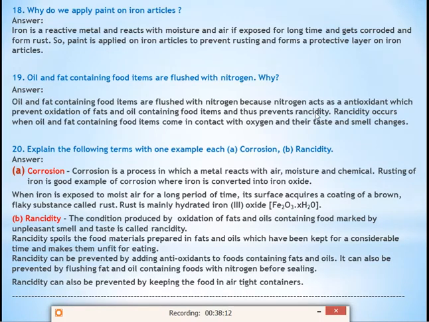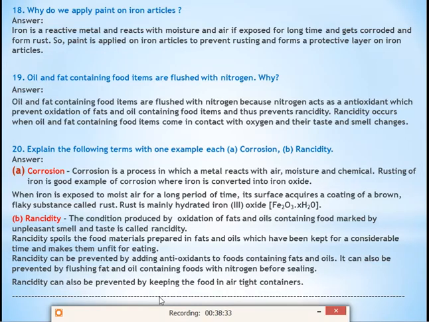So whenever nitrogen is added to any food item in which oil and fat is there, the nitrogen will prevent oxidation of those food items and hence prevent rancidity. Rancidity occurs when oil and fat containing food items come in contact with oxygen and their taste and smell also change. That's why oil and fat containing food items are flushed with nitrogen.